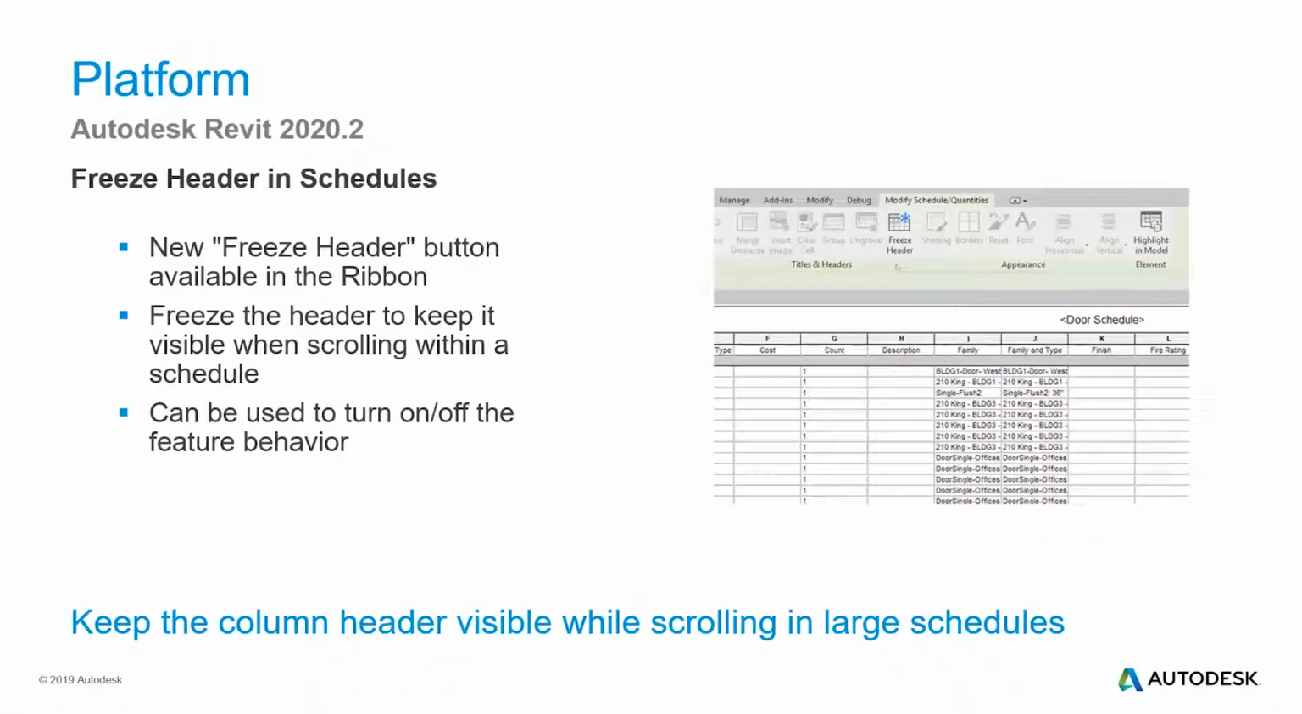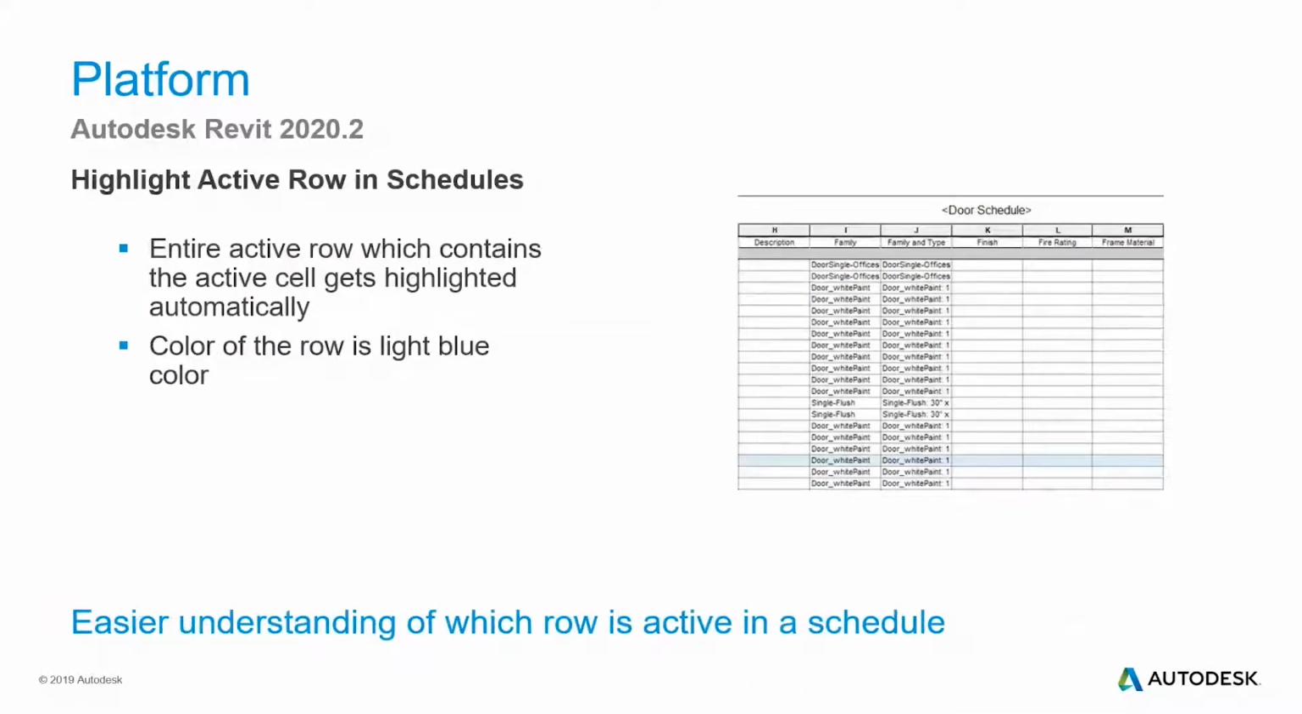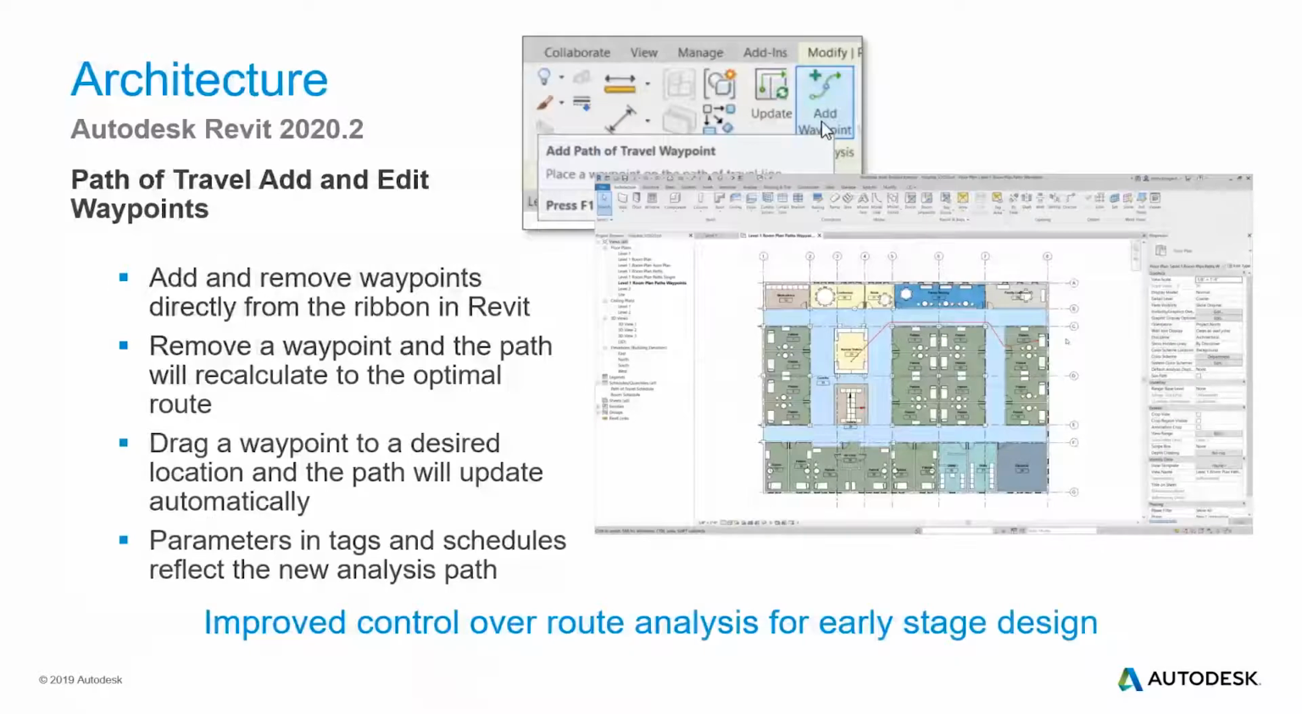When you have a large schedule with lots of rows, you may want to keep the header information always visible on top of your schedule. The freeze header button available in the ribbon freezes the main header and column headers in place so they are always visible while you scroll through a large schedule. When you select a row in a schedule, the entire row is automatically highlighted in light blue. This makes clear which row is active and helps you keep from getting lost in large schedules.